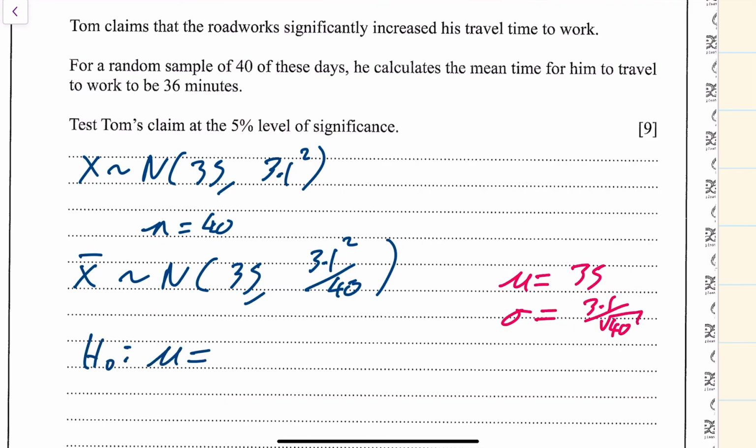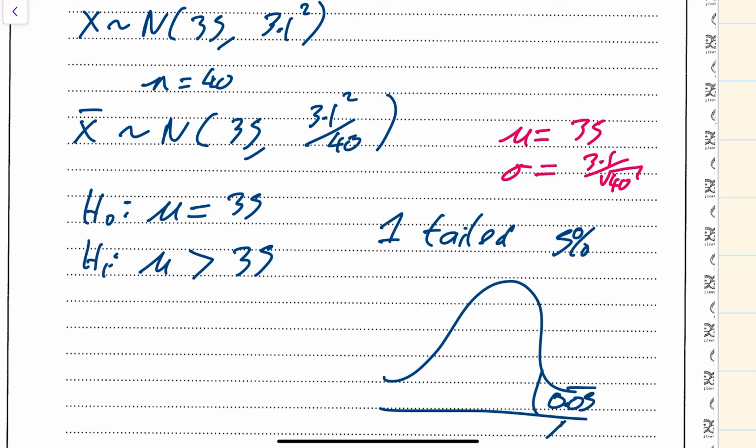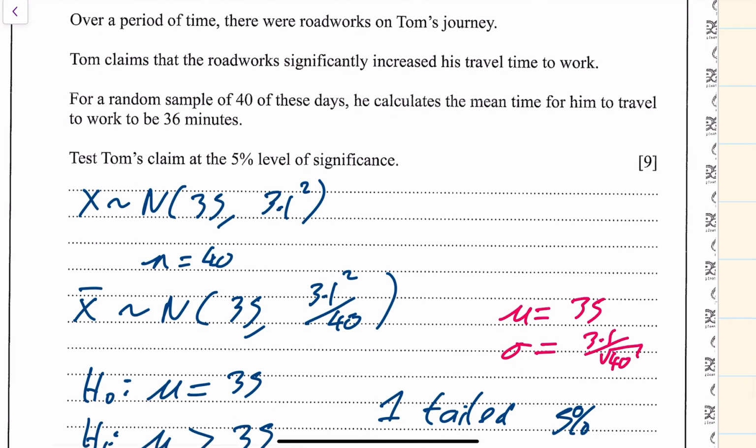Originally, the mean was 35, and Tom thinks it's increased because of the roadworks. So it's a one-tailed test at a 5% level. Tom is hoping that he's going to get his value falling in here, and then we can reject. We don't know, we'll have to work through this. So Tom finds that his time to travel to work is now 36.